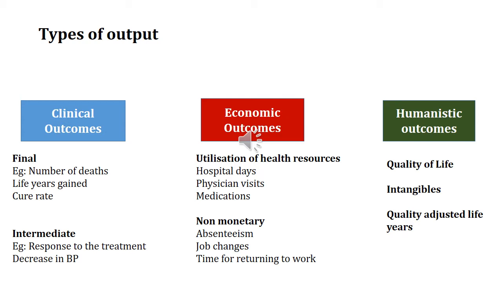So the first type of outcome is clinical outcome. This includes two types, final and intermediate. Final includes number of deaths, life years gained, and the cure rate of a patient with a particular drug. Intermediate includes response to a particular treatment and the decrease in blood pressure with the particular therapy.